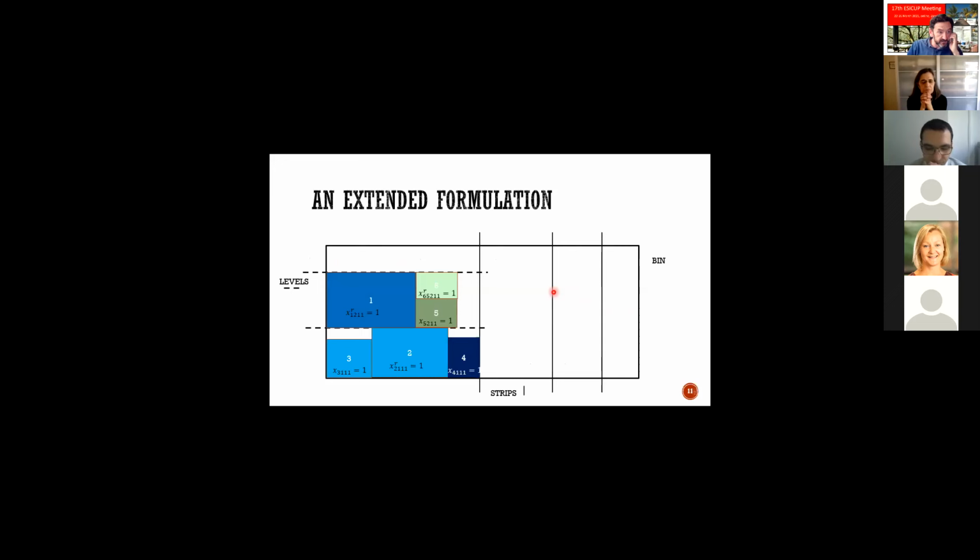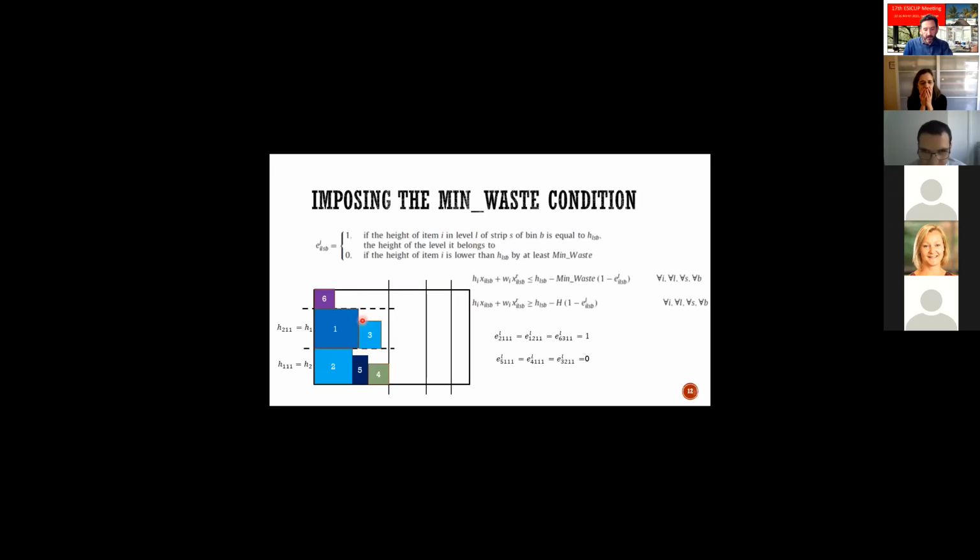Okay, in this extended formulation, we have, for instance, two indices for R with the pieces rotated. That indicates that item 1 rotated is placed in the second level, in the first strip, in the first bin. And we are going to explain how to include the different conditions.